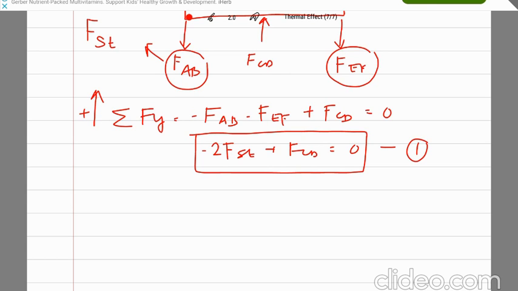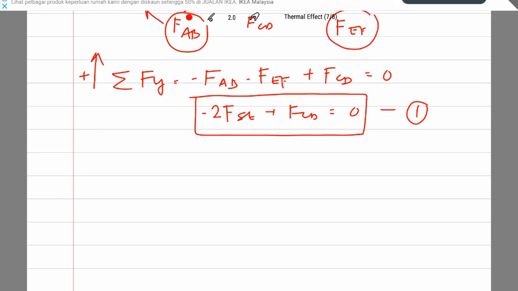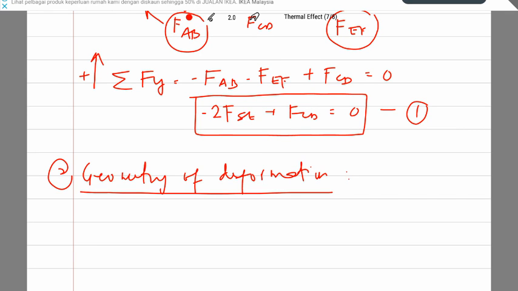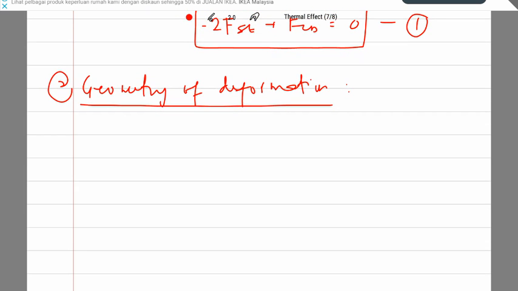We need to form another equation, which is the compatibility equation. First we need to consider the geometry of deformation of the whole structure. So this is our second step. For this step, it is actually a little bit tricky. Okay, you have to think carefully or imagine what happened to the whole structure when it is loaded.